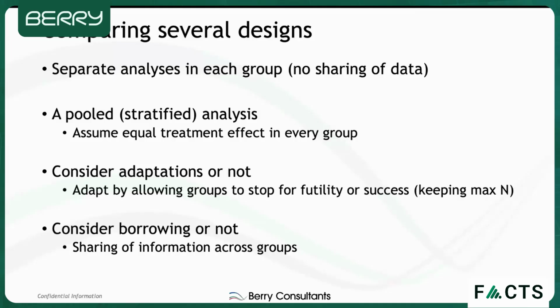We're going to consider doing adaptations or not. We're going to adapt here by allowing groups to stop for futility or success at particular interims. We're going to keep the 100 here, but we're going to allow certain groups to potentially go away as we go. And then we're also going to talk about borrowing information or not: the sharing of information across groups, with a particular statistical model.